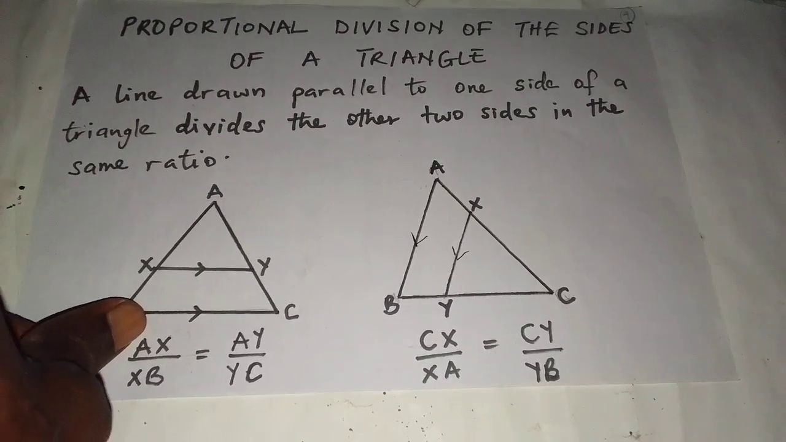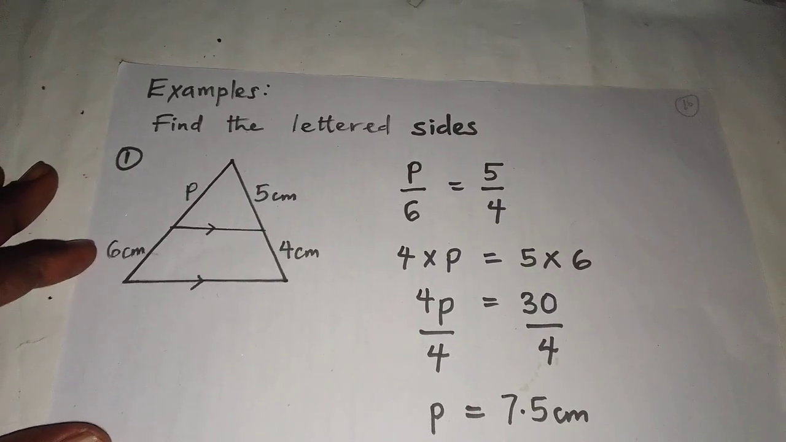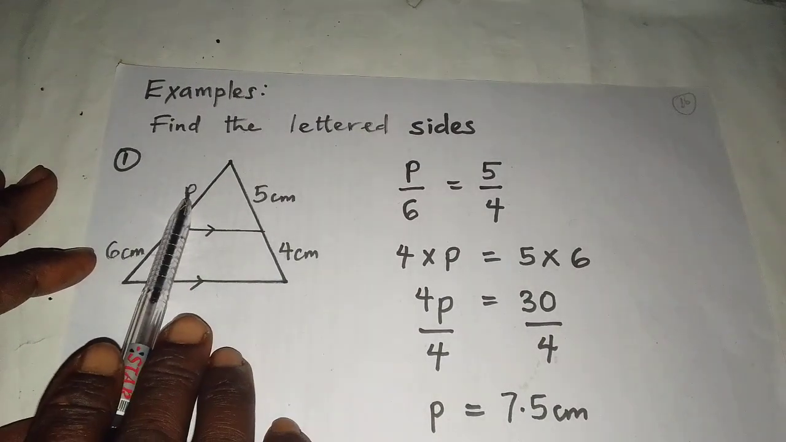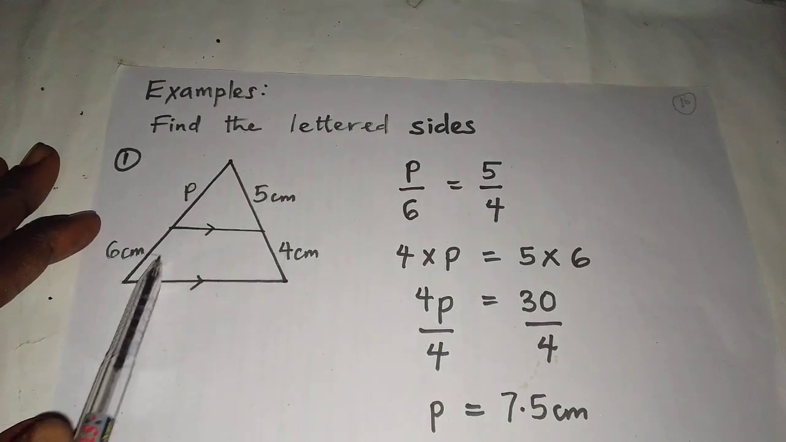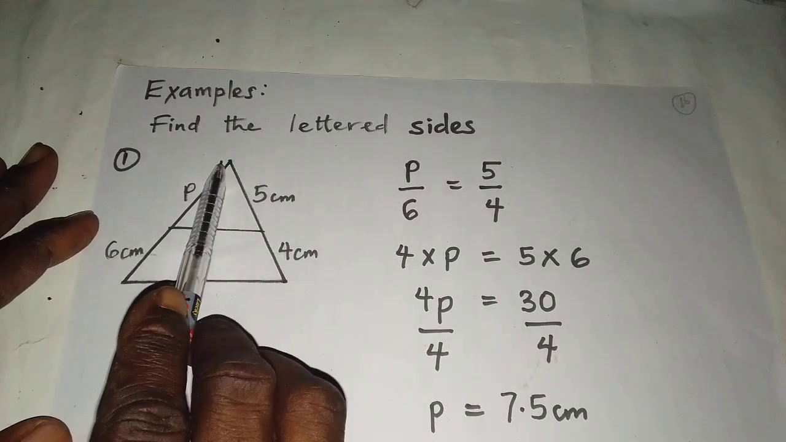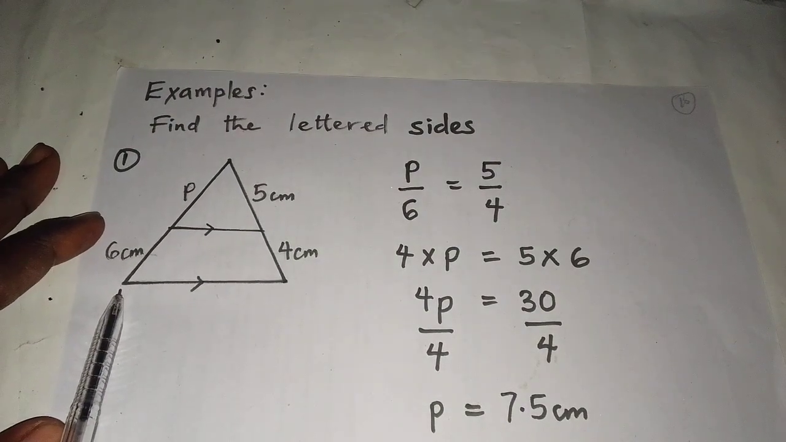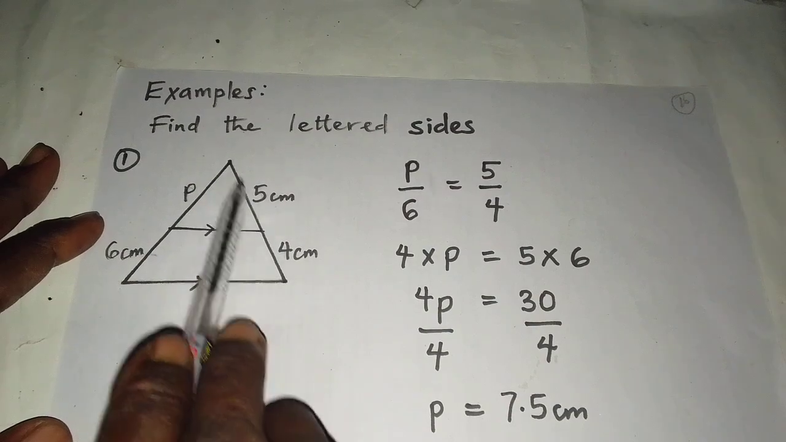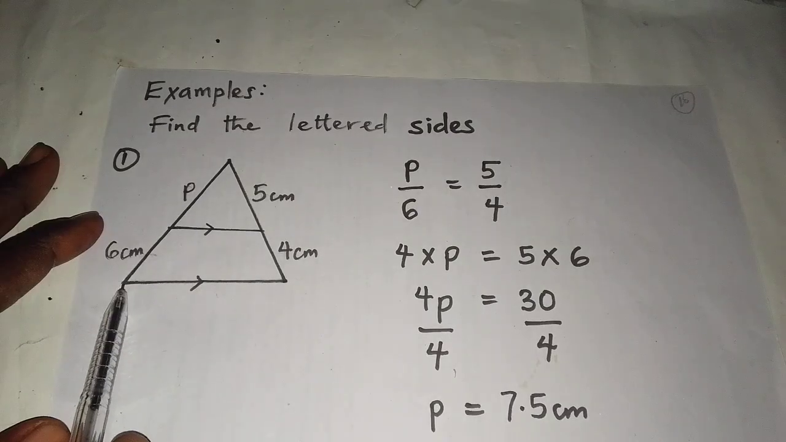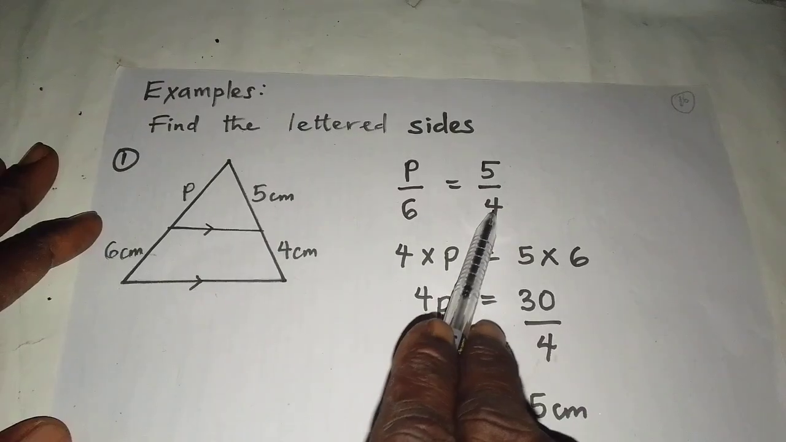Now let's see how this is applied. Let's look at this particular example. Find the lettered sides. From this diagram, we are told to look for the value for P. Since we can see that this line and this line are parallel, the ratio of P over 6 will be the same ratio at which it will divide this side, that is 5 over 4. So P over 6 is equal to 5 over 4.